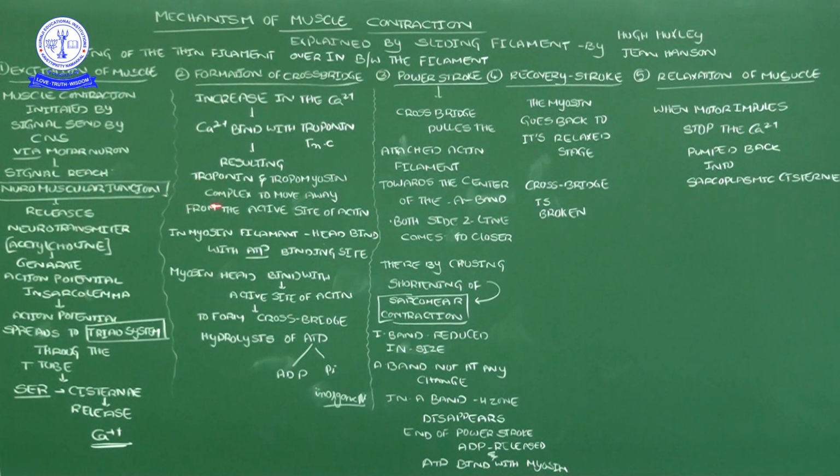The sliding filament theory in muscle contraction is explained by 5 steps. The 5 steps are: first, excitation of the muscle; second, formation of the cross bridges; then power stroke, recovery stroke, and relaxation of muscle. When the muscle contraction starts and proceeds to relaxation, these 5 steps happen in sequence. First step, excitation of the muscle; second step, formation of the cross bridges; third step, power stroke; fourth, recovery stroke; and fifth, relaxation of muscles. The combination and integration of all these 5 steps leads to the muscle contraction.